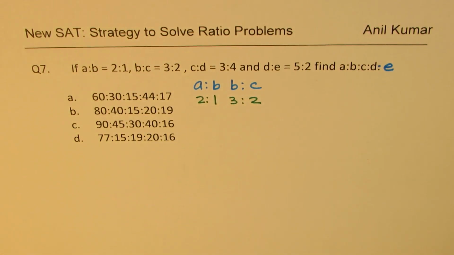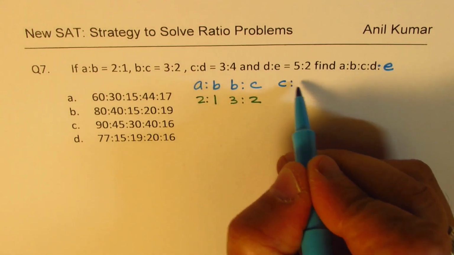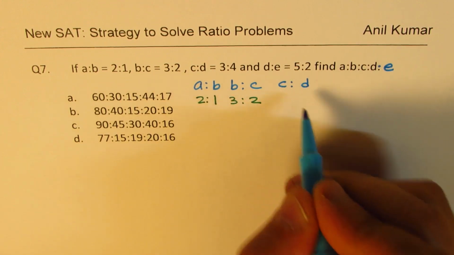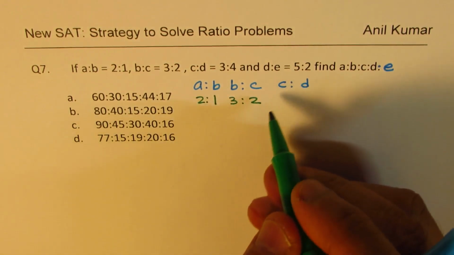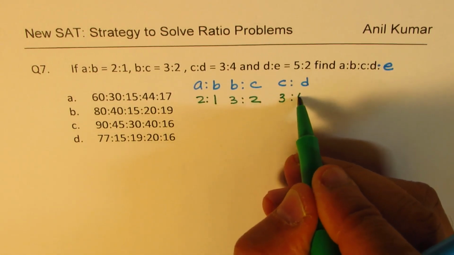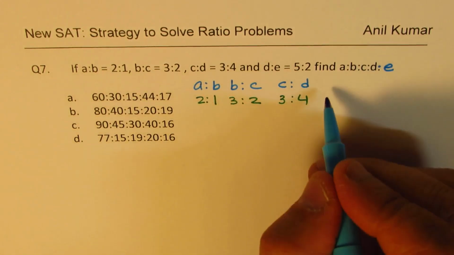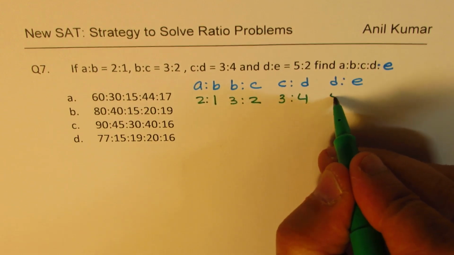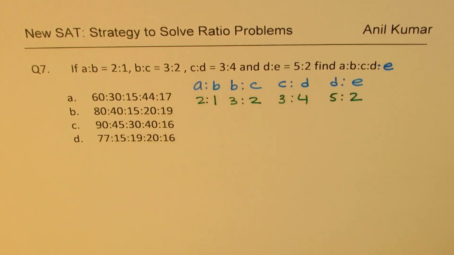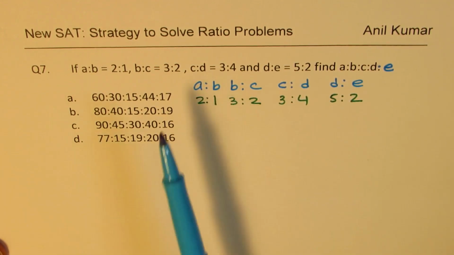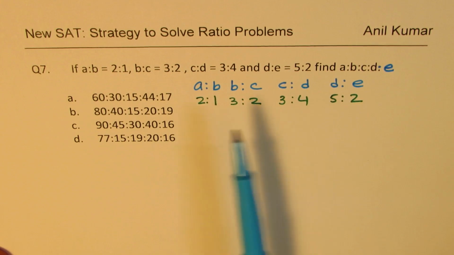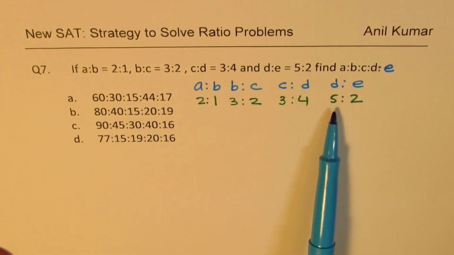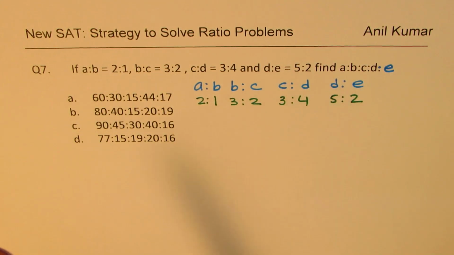Correct. So let's first just write them down and then we'll figure out how to connect, right? C is to D is 3 is to 4. And D to E is 5 to 2. Now the idea is somehow we have to get these center terms together. Now we could start from the top or from the bottom. Looking into this scenario, I think these are bigger numbers. We'll start from here itself.